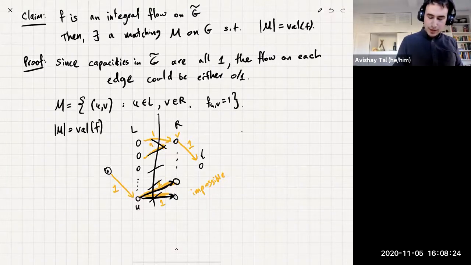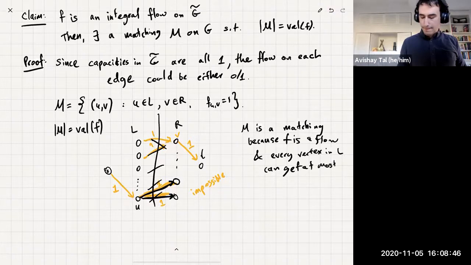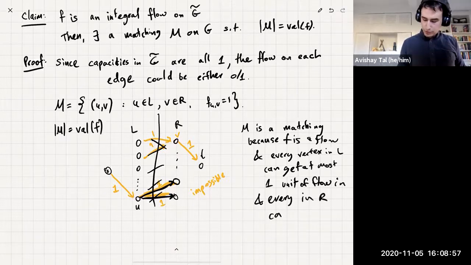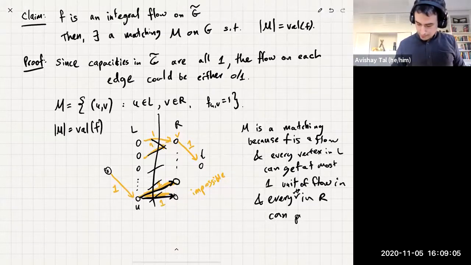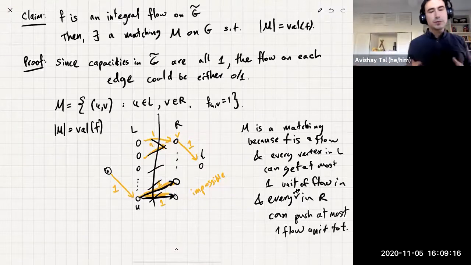And what we got is that M is a matching because F is a flow, and every vertex in L can get at most one unit of flow in, and every vertex in R can push at most one flow out, right, to T. So because of these two things, we see that actually it's a matching.